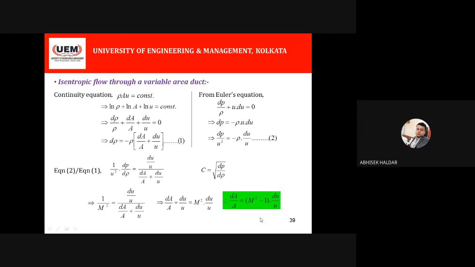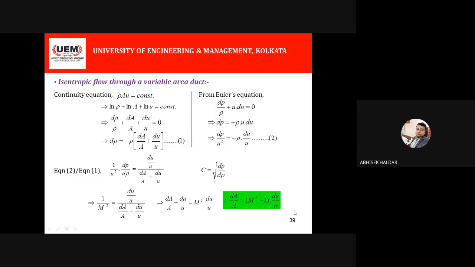Up to this, is there any doubt? This is simple mathematics, where you have to apply the continuity equation and the Euler's equation. This is the relation between area and velocity, and Mach number is there. So dA by A is equal to m square minus 1 into du by u. Clear up to this, all of you? Yes, sir. Okay.